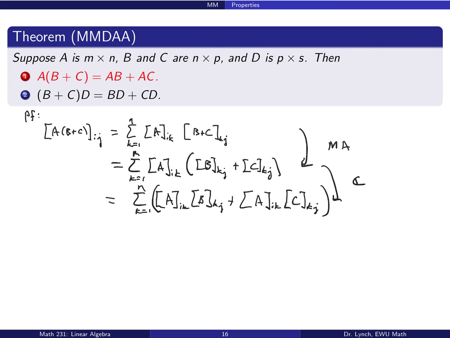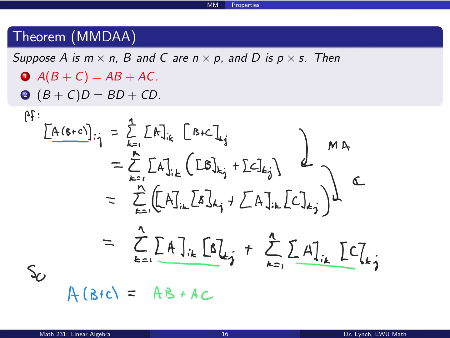can write this single sum as two different sums, and we see that the first sum represents matrix multiplication of A times B, and the second sum represents matrix multiplication by entry of A times C. Okay, of course, the first sum is AB, the second sum is AC, and we started with A times B plus C. Their components are equal, so we know that matrix multiplication by entry tells us that A times the quantity B plus C is A times B plus A times C.